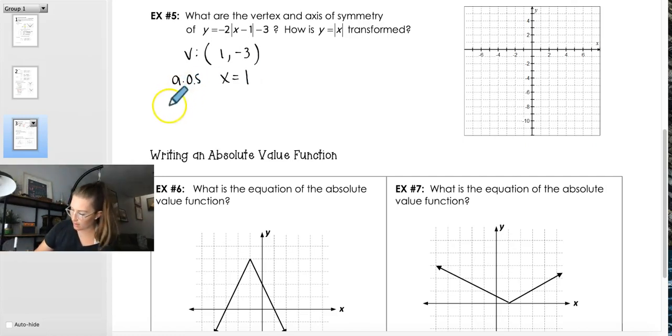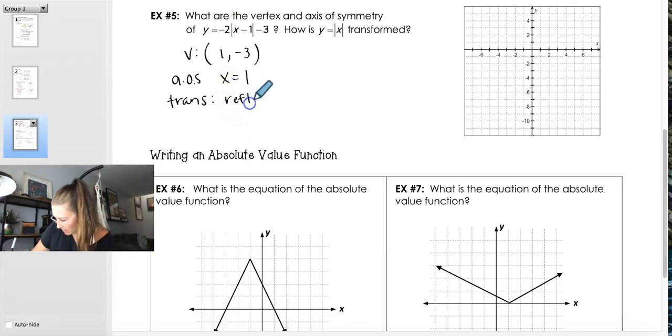All right, now let's talk about our transformations. We're just going to go in order. First things first, I have a negative out front. Negative out front, reflection. This is a reflection across the x-axis. So first thing, we have a reflection across x.